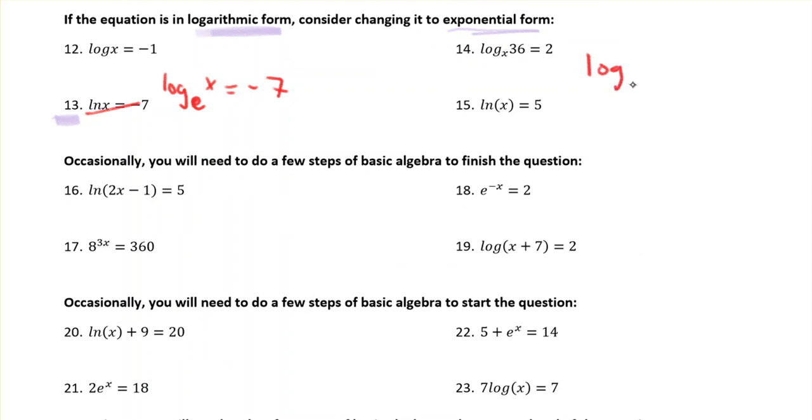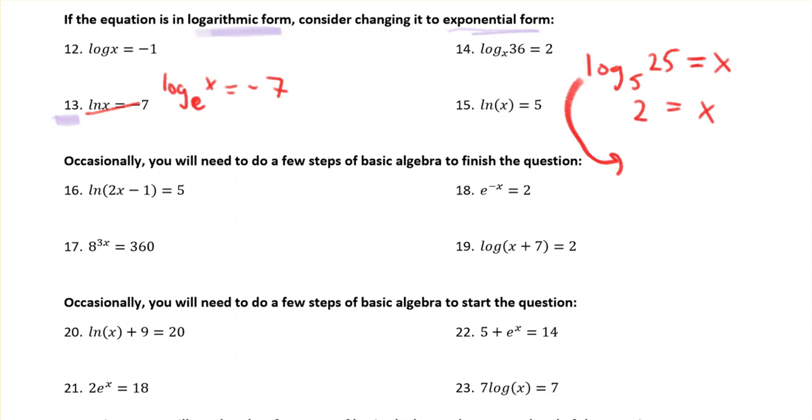Say we evaluate these. Like if I want to know what x is there, we would ask ourselves 5 to what power gives us 25. So we can do that in our head, and we know that the answer is 2. So all of this becomes 2, and that's x.